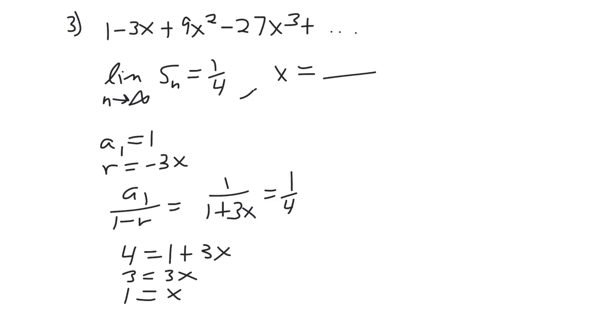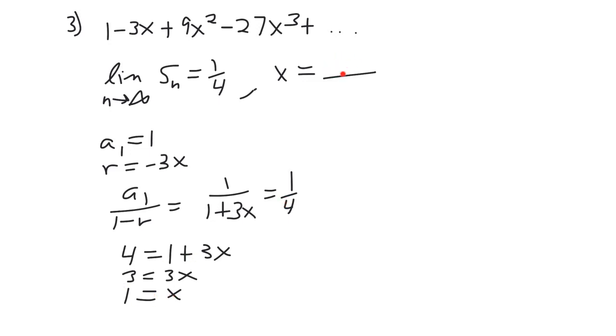For instance, in this problem right here, I have another infinite geometric series. My first term is 1. My common ratio is negative 3x. That's what I multiply by each time. So my little formula for finding the sum of an infinite geometric series, assuming that the r value is going to be a fraction, positive or negative, is here. So I plug in my first term, I plug in my r value, and I set it equal to 1/4, which is what we're told. And I solve and I get my answer for x.